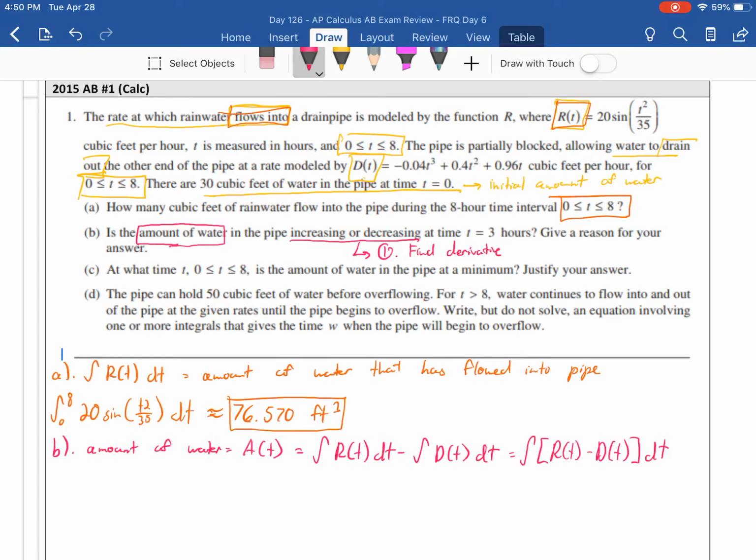Now, once again, I highlighted up here that we want to find the derivative. So let's find the derivative of this. A prime of t, well, if a of t is an integral, the derivative of the integral, just like we talked about in the bell ringer, would just be that original expression. So r of t minus d of t.